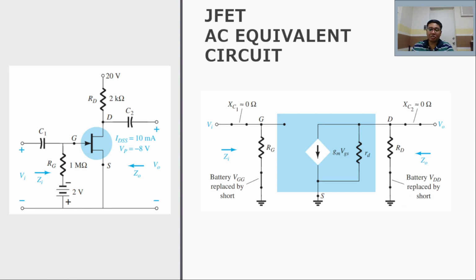All coupling capacitors are shorted since under AC conditions, capacitive reactance is very low. We have for C1, the equivalent is a short circuit, and also for C2, the equivalent is a short circuit, which is approximately equal to 0 ohms each.